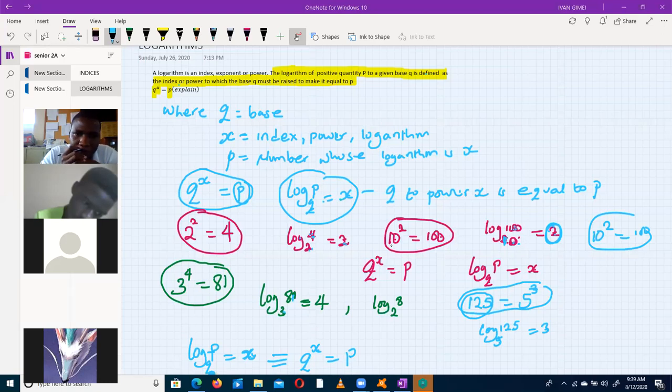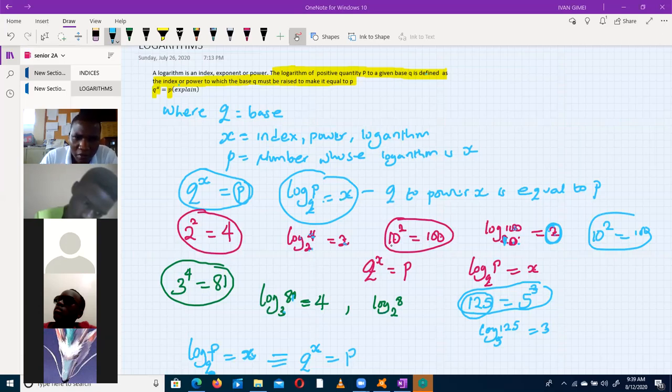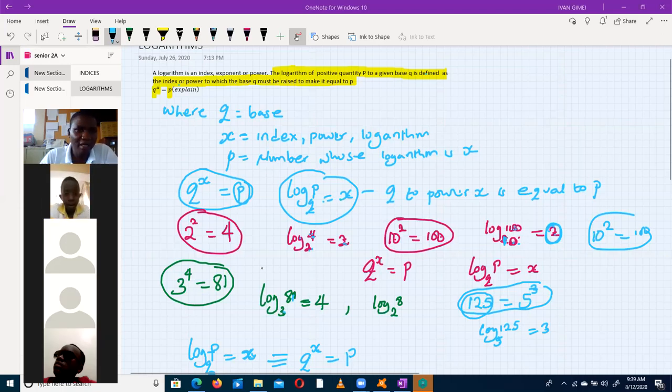So what you're trying to say is that the log is the index, and the part where there's Q is the base. So to get the log, you factorize the P by the base. You're saying to get the log, you do what? Yeah, that's something like that also.